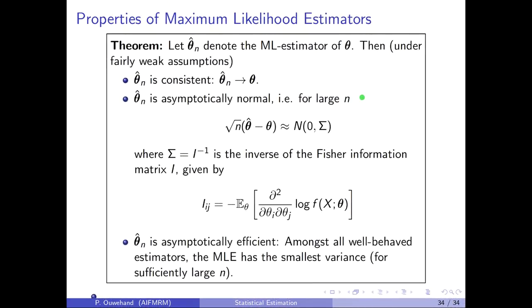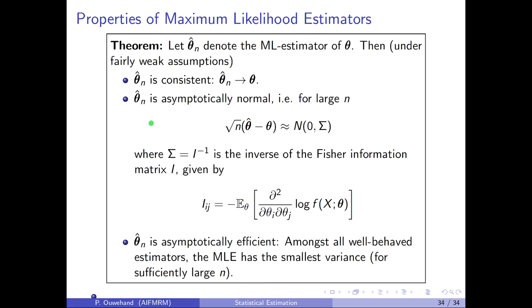Here are some properties of the maximum likelihood estimator. Again, this is a result we won't prove. Let hat theta n denote the maximum likelihood estimator of theta. Then, under fairly weak assumptions, hat theta n is consistent. In other words, it approaches the true value as the sample size increases. It's asymptotically normal. In other words, the distribution looks more and more like the normal distribution as n goes to infinity. And that would be the multivariate Gaussian distribution if we have more than one parameter. And it's asymptotically efficient. Amongst all well-behaved estimators, the maximum likelihood estimator has the smallest variance for sufficiently large n.